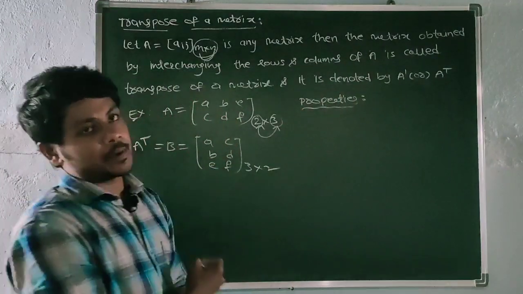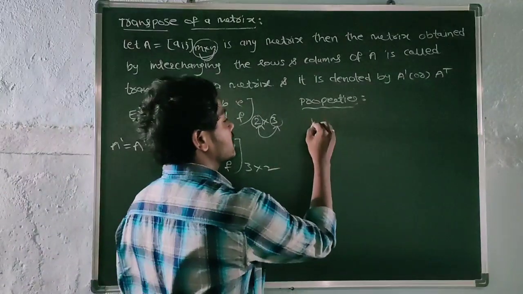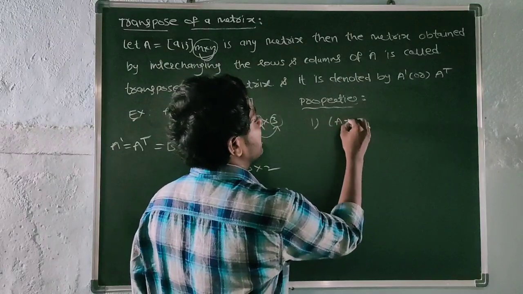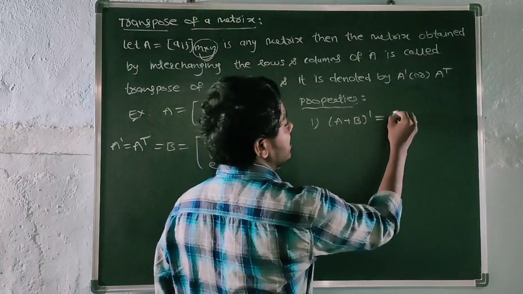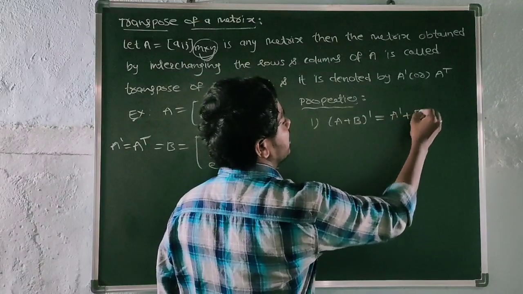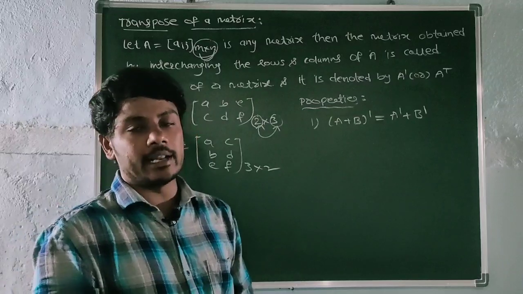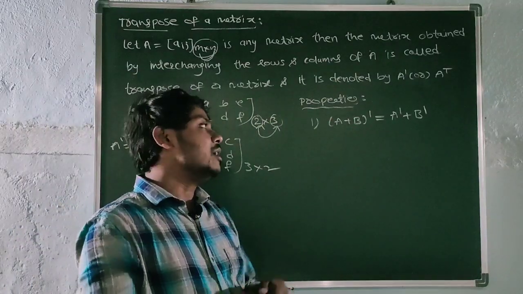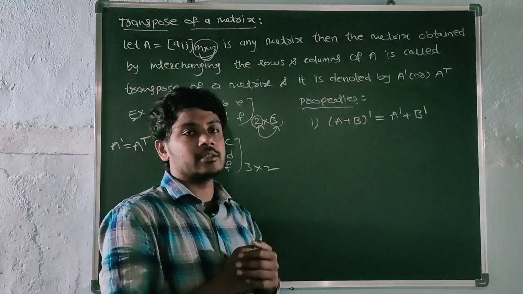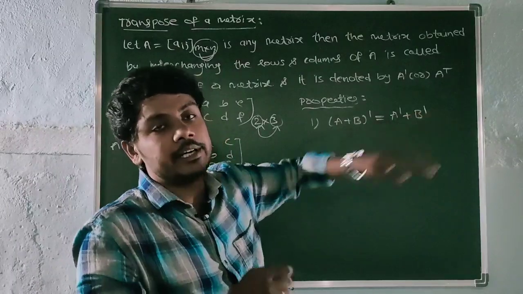Now see the properties of the transpose of a matrix. First one, A plus B whole transpose can simply be written as A transpose plus B transpose. If A and B are any two matrices, take the sum of the two matrices and do the transpose of that matrix. Then the resultant matrix is A transpose plus B transpose.